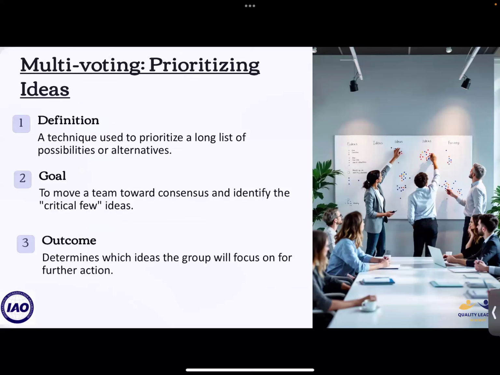Now I want to talk about what happens when I move to prioritization, which means I determine the priority of the problems I will work on solving first. The first method we have is multi-voting. Multi-voting is a tool used for prioritization, a technique used to prioritize a long list of possibilities or alternatives. The goal is to move a team toward consensus and identify the critical few ideas, because this determines which ideas the group will focus on for further action.